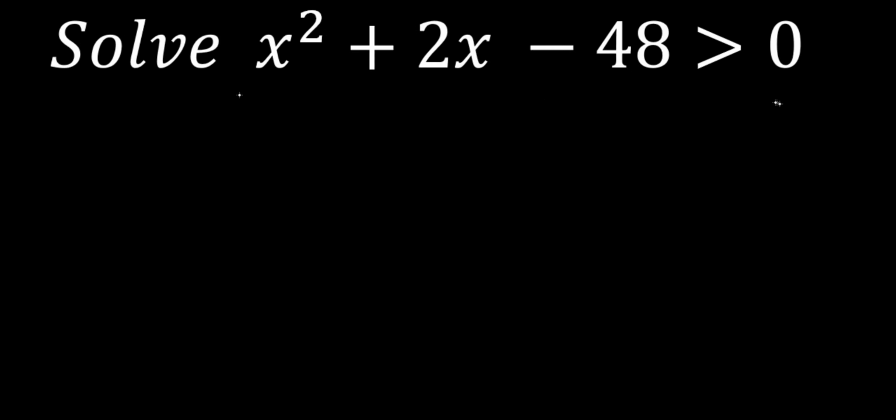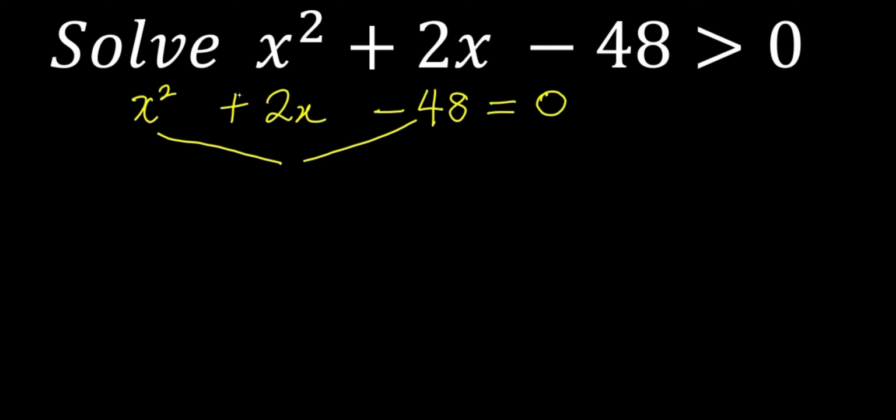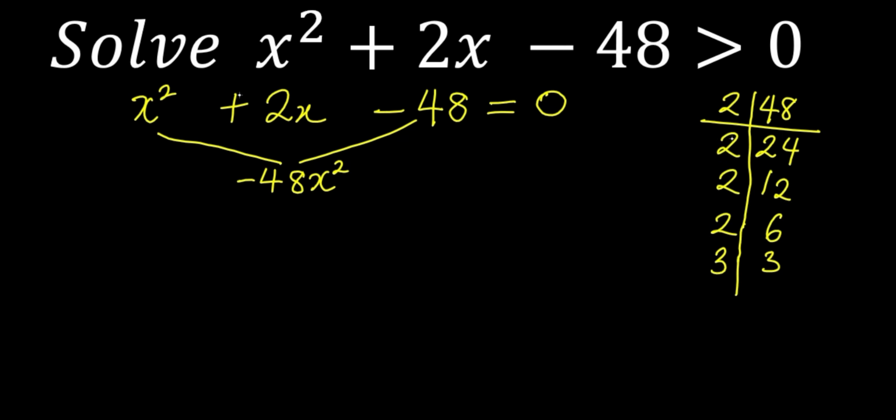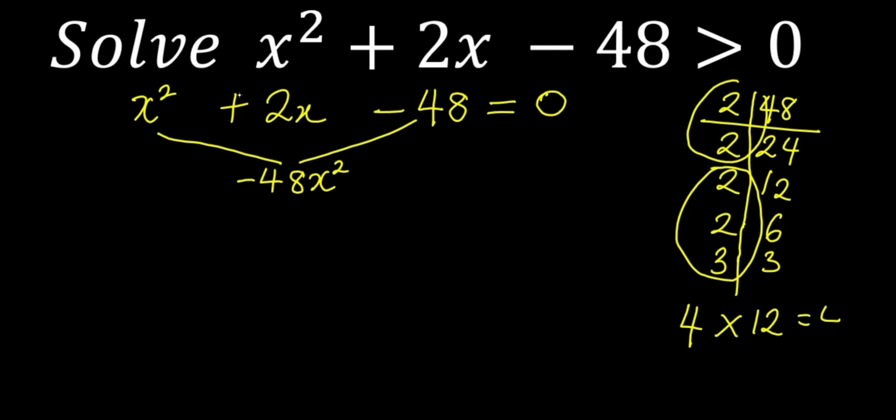Now let's solve this question. Suppose x squared plus 2x minus 48 is greater than 0. To solve this, it's a quadratic equation. x squared multiplied by minus 48 gives us minus 48x squared. So we'll find the factors of 48. We can say 2 times 2 is 4, and the remaining 2 times 2 times 3 is 12. So 4 times 12 equals 48.